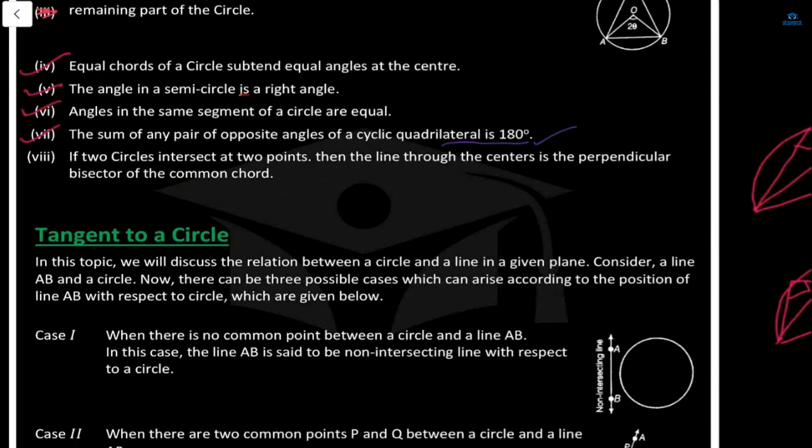If two circles intersect at any two points, then the line through the centers is the perpendicular bisector of the common chord.